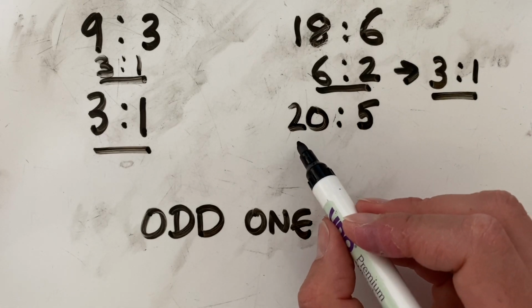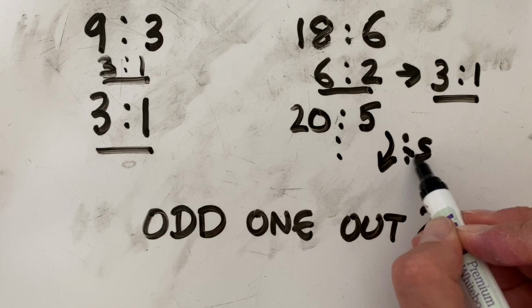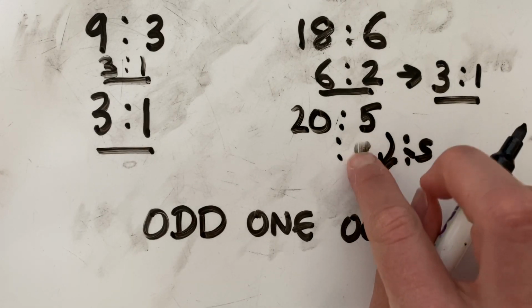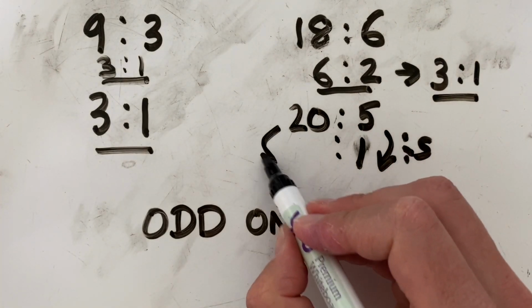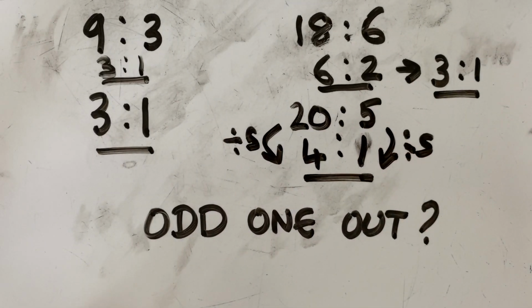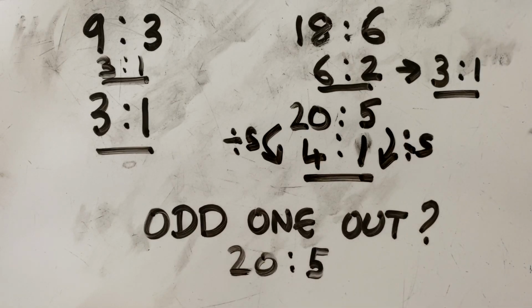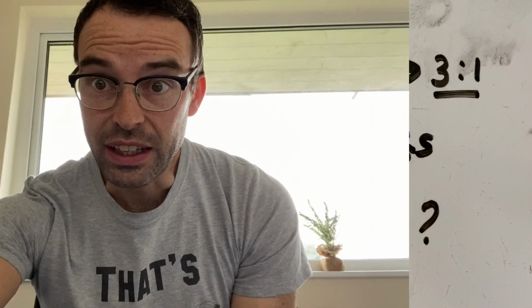So let's just check the last one. 5 times table this time. So I'd ask, how many 5's go into 5? Oops, nearly put 5 then. One of them. And how many 5s go into 20? 4 of them. So that's a ratio of 4 to 1. So the odd one out, 20 to 5. See, that's not so bad, is it?